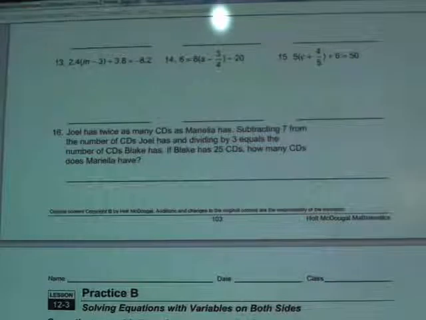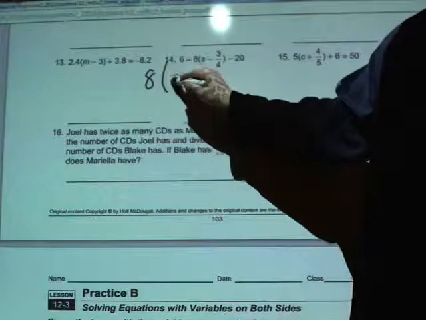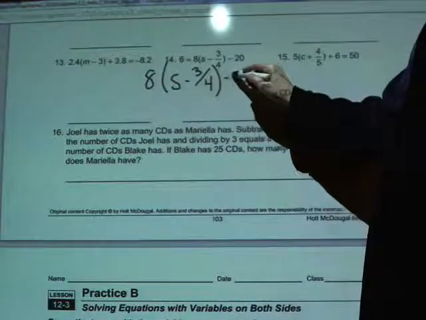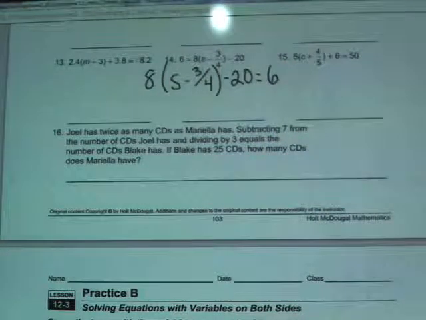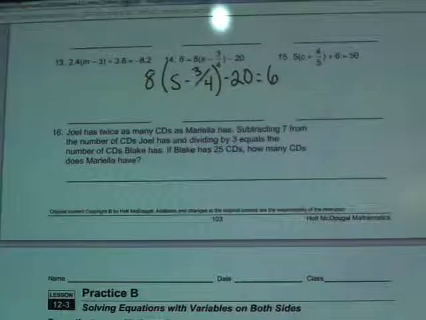So what we're going to do to start here is we're going to go ahead and flip this whole question around, and we're going to rewrite this as 8 times s minus 3/4 minus 20 equals 6. And that's just me fixing the question so that the variable is on the left side. Okay, so let's continue from there then.